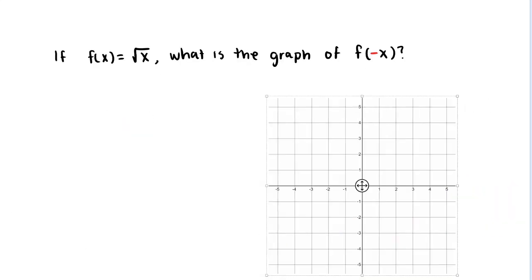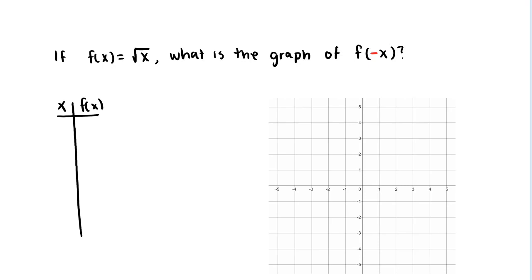So what if we start with f of x is equal to the square root of x, and we want to find what the graph of f of negative x looks like if we negate the input now of this function? Well, here, let's again make a table. So here I've got x and f of x. And what are some nice numbers we can plug into the square root function? Well, I can plug in 0.